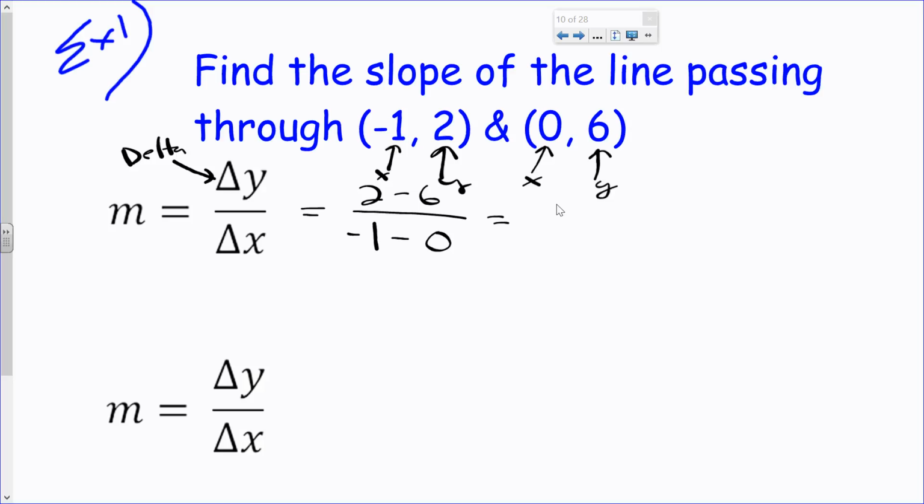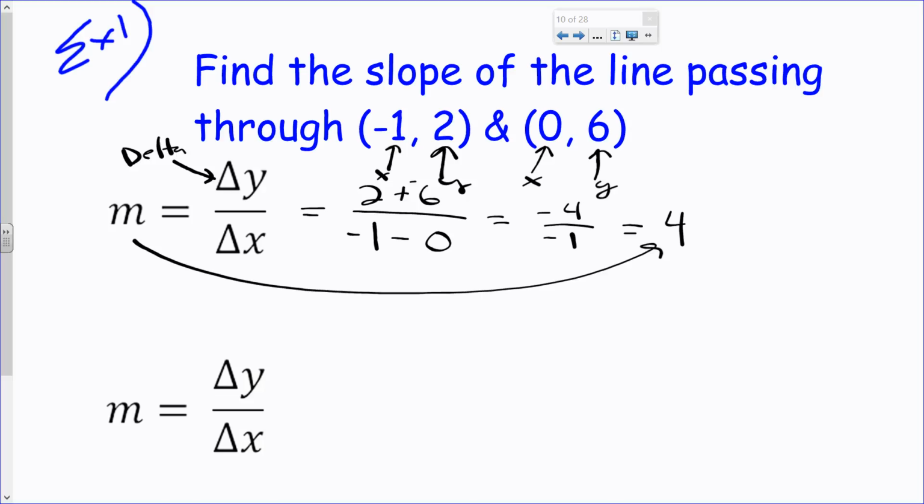Watch what happens. Two minus 6, well, let's see. That becomes 2 plus negative 6. So I got a negative 4 on the numerator. Negative 1 minus 0 is a negative 1. Negative divided by negative is positive, so this becomes positive 4. I could put 4 over 1, but it's not necessary. So the slope is positive 4. Our slope. Make a mistake? No.